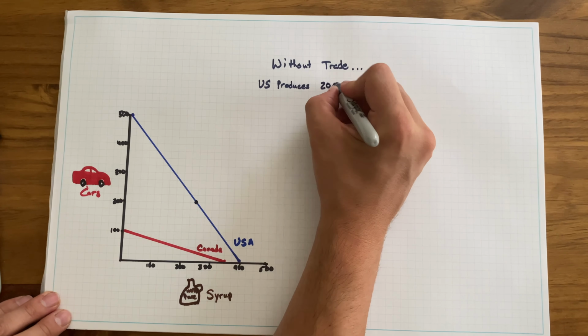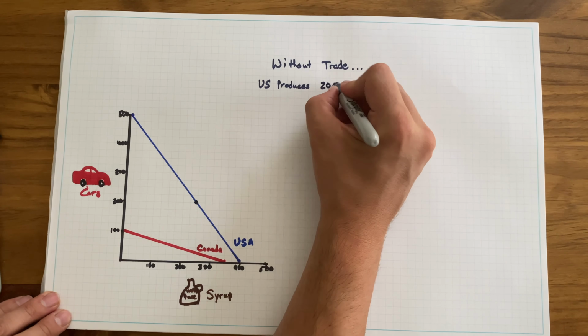Now, if they did decide to trade, though, they're going to decide what they're going to produce based on comparative advantage. The only comparative advantage that exists is Canada with syrup. They're going to focus solely on producing syrup, and so they would produce 350 units, no cars. The United States will produce only cars then, 500 units, and no syrup.